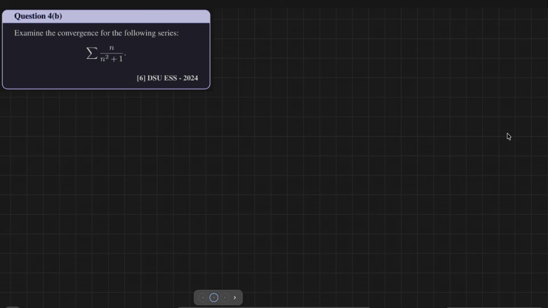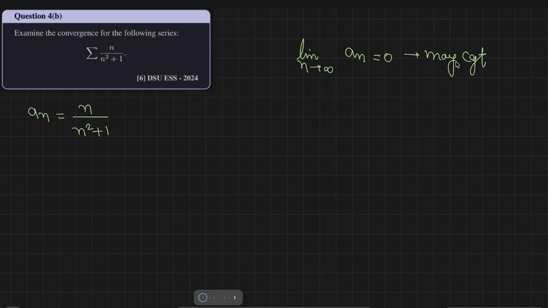Okay, now come to the next question. Examine the convergence of the series. Now it is given as a series. So once a series is given, you write down what your an is. It is n upon n square plus 1. Once it is a series, you can start with the convergence. Start with the necessary condition of the series. Not sufficient, necessary condition: the limit as n tends to infinity of an should be 0. If it is 0, then you can say the series may be convergent. Then you have to go for the test.